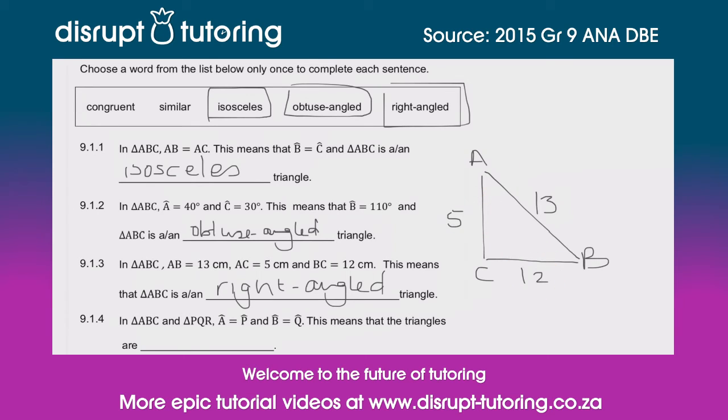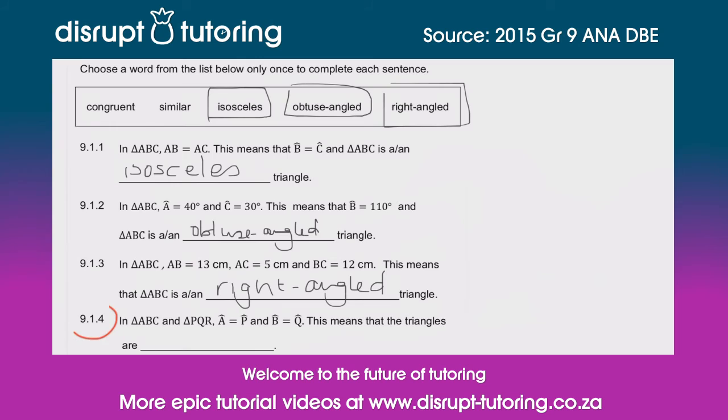So if we look at that, we say that 13 squared on the left-hand side should equal 5 squared plus 12 squared on the right-hand side. And we know that 13 squared is 169. And we know that 5 squared is 25, and 12 squared is 144. If you add those two up, it gives us 169, which proves that Pythagoras works. And that means this is a right-angled triangle. Fantastic, guys. So that was quite a tricky one.